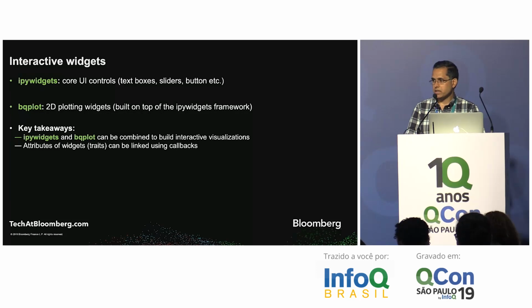So the two libraries I'll be using in today's examples are ipywidgets, which are core UI controls like text boxes, sliders, buttons, etc. And then bqplot, which is an interactive 2D plotting library, which was developed at Bloomberg. It's actually built on the same framework on which ipywidgets is built. So bqplot can be seamlessly integrated with ipywidgets to build rich interactive applications. And the nice thing about these libraries is that the attributes of widgets can be easily linked using Python callbacks.